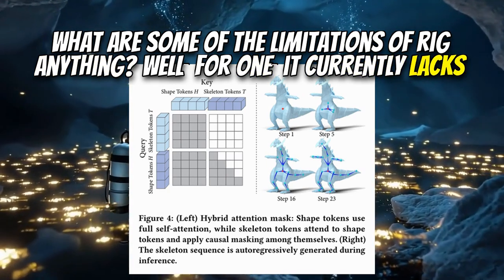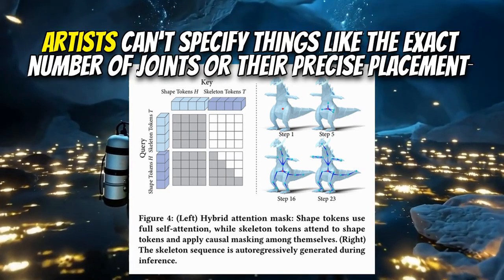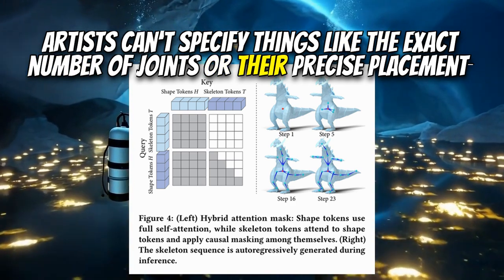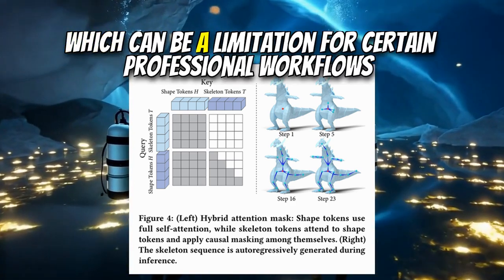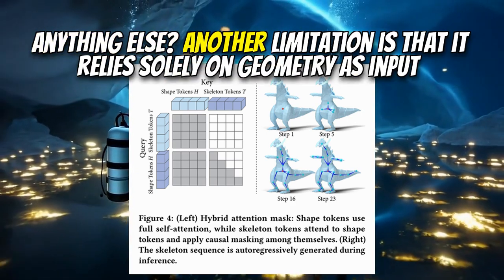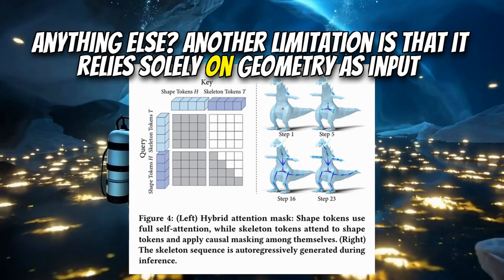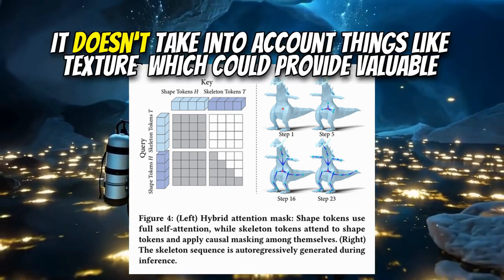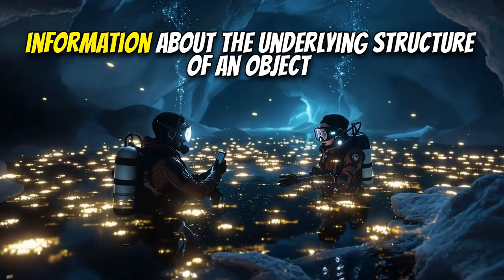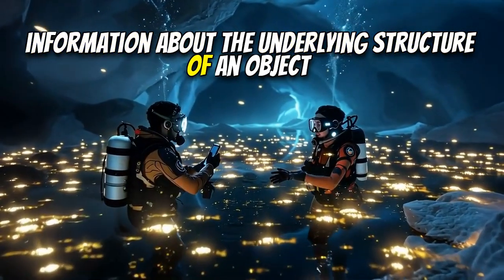Well, for one, it currently lacks fine-grained control. Artists can't specify things like the exact number of joints or their precise placement, which can be a limitation for certain professional workflows. Yeah, that makes sense. Anything else? Another limitation is that it relies solely on geometry as input. It doesn't take into account things like texture, which could provide valuable information about the underlying structure of an object.